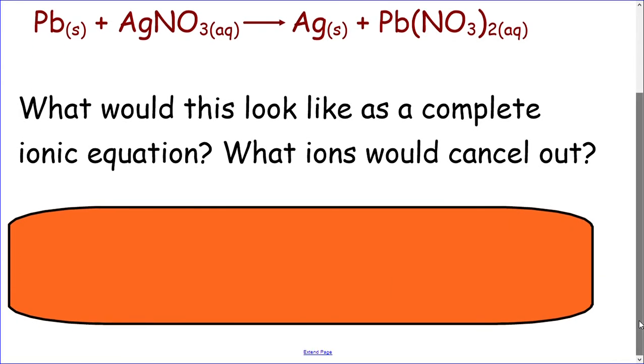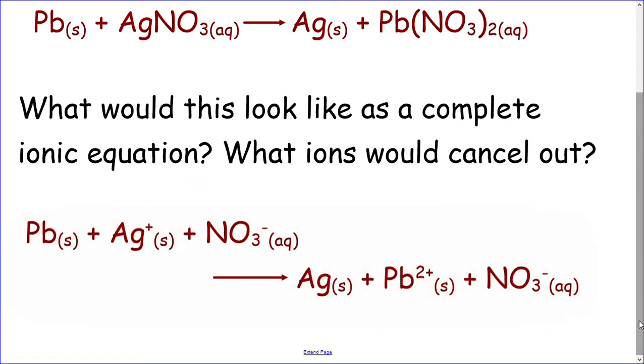Alright, so hopefully you got something along this line. Notice that the lead solid didn't do anything. And then we've got our silver and our nitrate broken apart into its ions, and our lead and its nitrate broken apart into its ions. And so what is canceling out here, and what can I keep? The NO3s are aqueous solutions. What would cancel out? Well, the only thing really in common here are these NO3s, right? So they're going to cancel each other out.